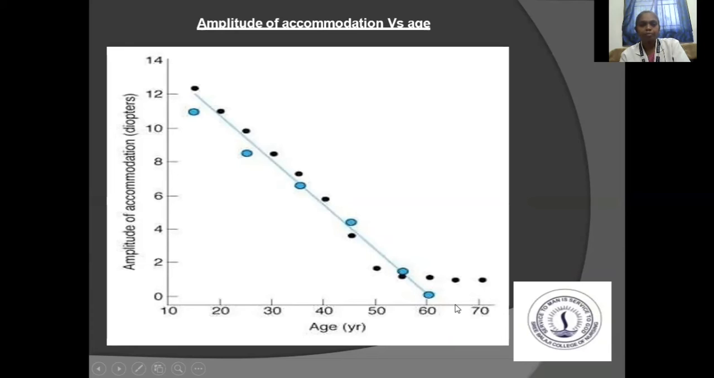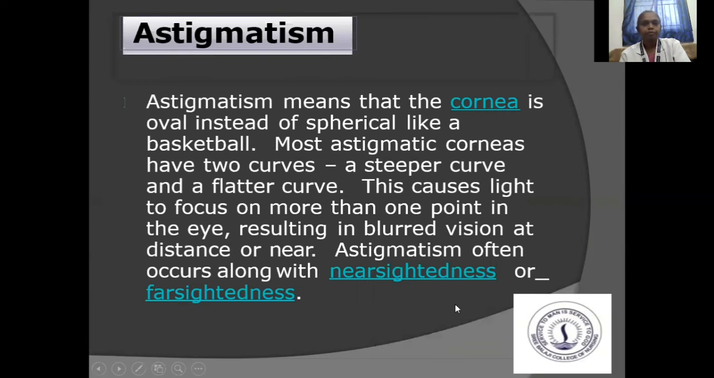So because of this, presbyopia will occur. Next we'll switch over to the next refractive error called astigmatism. Astigmatism means that the cornea is oval instead of spherical like a basketball. Actually, the cornea is oval instead of a spherical structure. Because of this anatomical variation, the patient may develop a refractive issue that is called astigmatism.